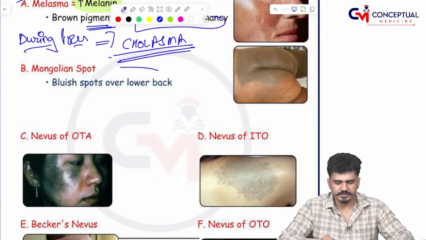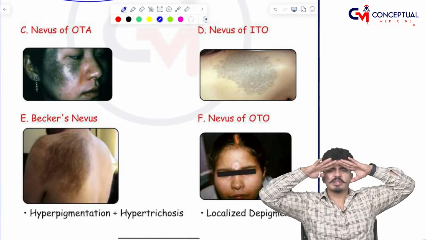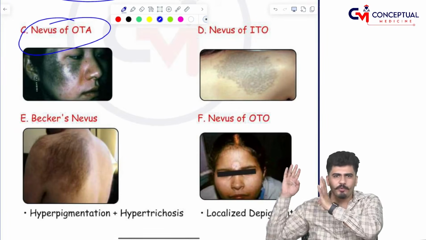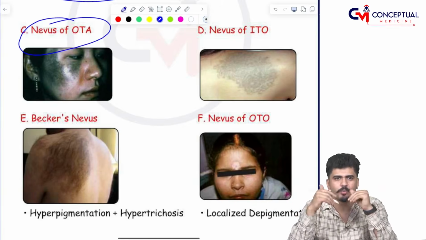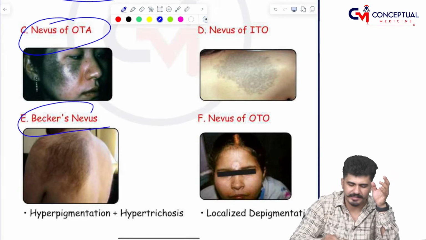A Mongolian spot, just a normal bluish spot, it can go, it can stay, doesn't matter. If it is involving your face, it is called nevus of Ota. If it is involving your body, this is called nevus of Ito. And if along with the Ito there are hairs present, then this is called Becker's nevus.